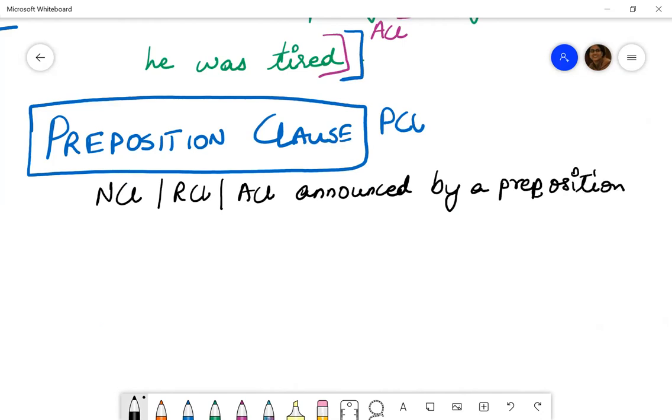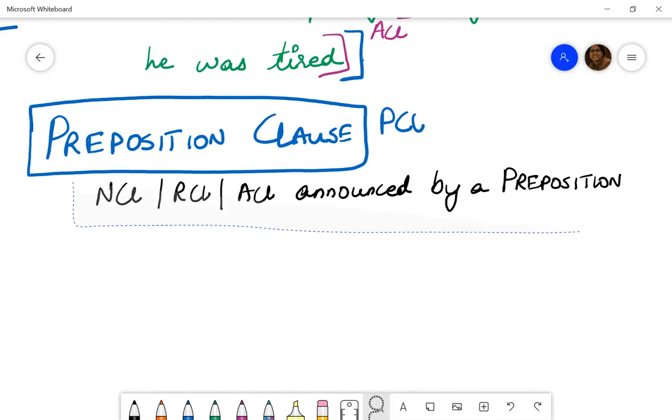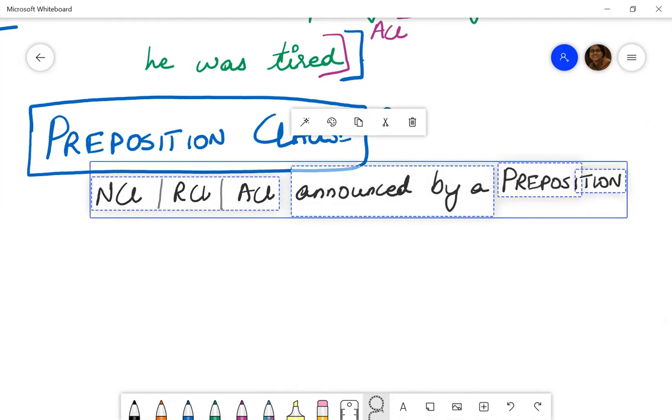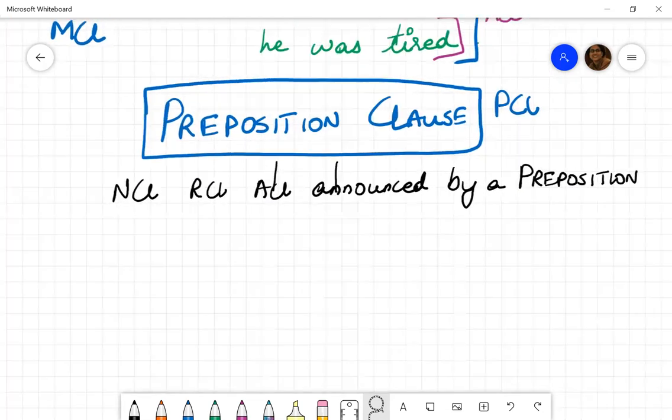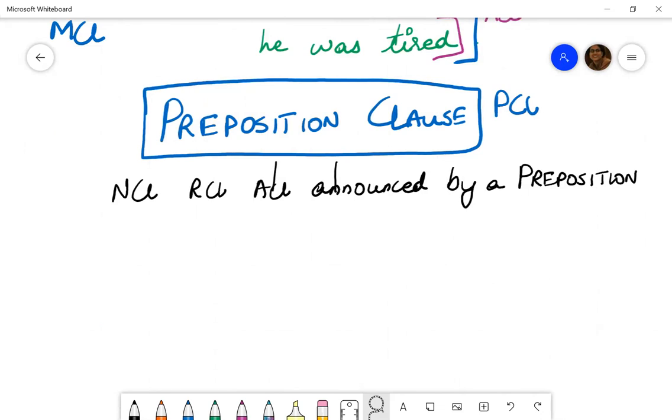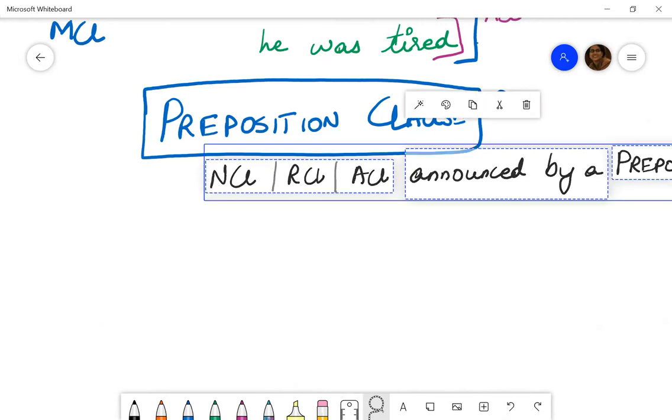Right. So that is what the PCL is. That is what the PCL actually does. It is announcing the clauses, right? It announces the clauses.